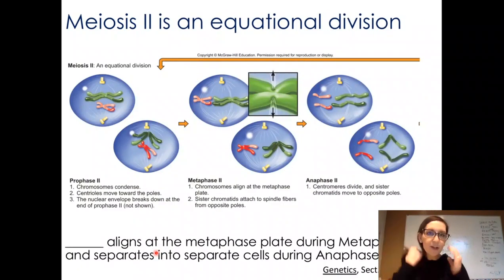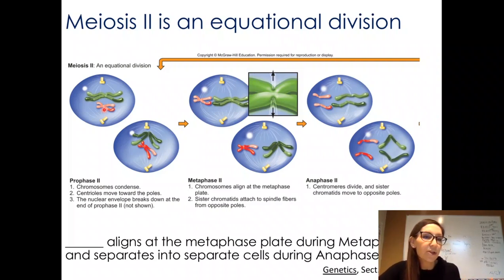Meiosis 2 we consider an equational division because we are not going to have a change in the number of chromosomes. So I just have some of the major points here. In prophase 2, we no longer have pairing. Why? There's no homologous pairs in the cells to pair up with anyhow. So you have, in this case, one long chromosome, one short chromosome. Those are not homologous pairs. They do not form tetrads. Crossing over also does not occur in this stage. Crossing over has already occurred in prophase 1.